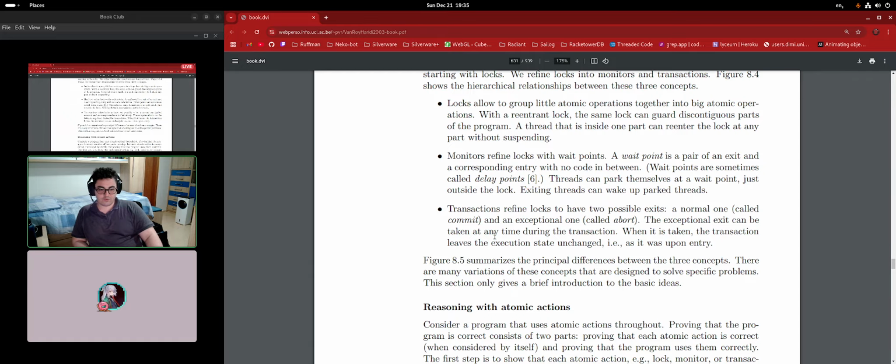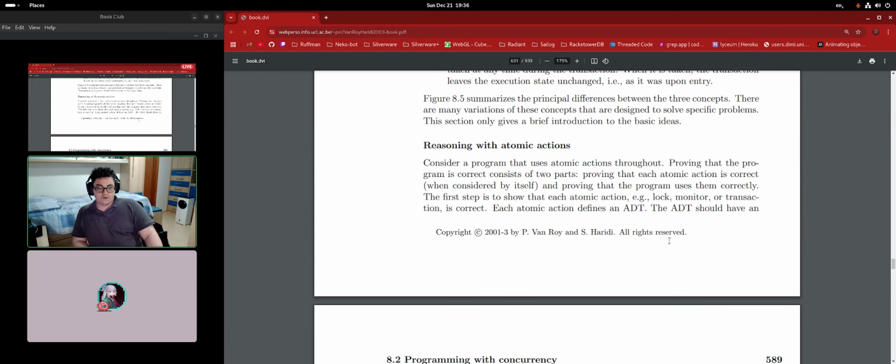Then we have monitor, which is very similar to a lock, but instead of exiting, you go to a waiting point. Then you can let someone else do something in the monitor while you wait, basically. And then we have transactions, which is essentially: try to do some stuff. If you successfully did all the stuff, commit your change to the state. And if you failed, you should abort and should not commit any of those changes that you did inside of the transaction. Very cool.